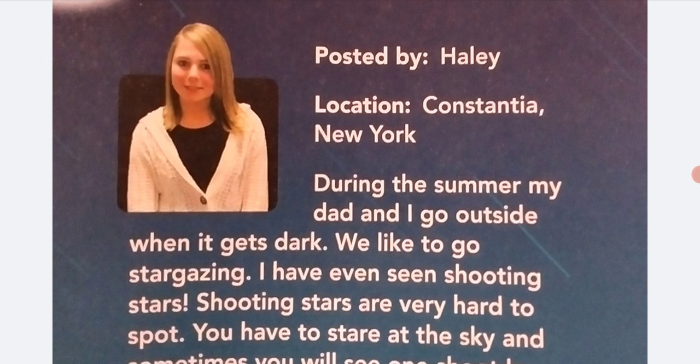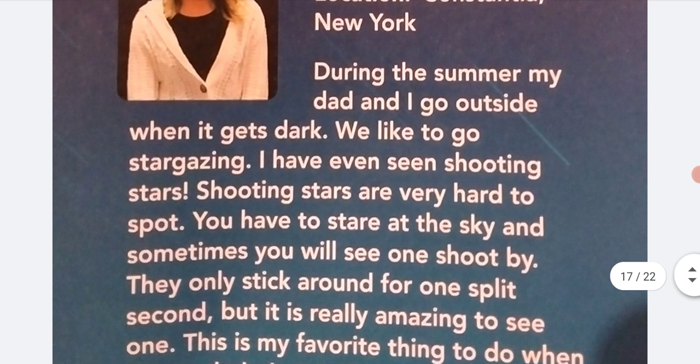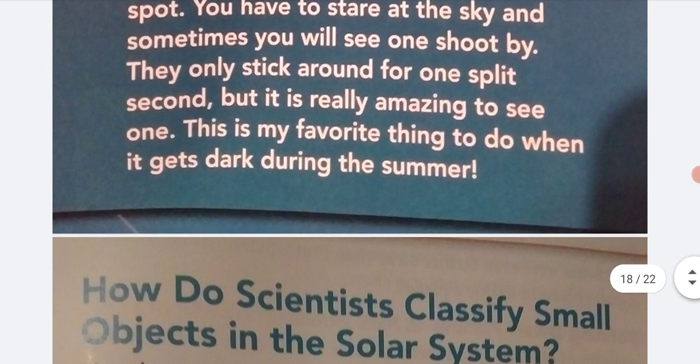My Planet Diary. Posted by Haley. Location, Constantia, New York. During the summer, my dad and I go outside when it gets dark. We like to go stargazing. I have even seen shooting stars. Shooting stars are very hard to spot. You have to stare at the sky, and sometimes you will see one shoot by. They only stick around for one split second, but it's really amazing to see one. This is my favorite thing to do when it gets dark during the summer.